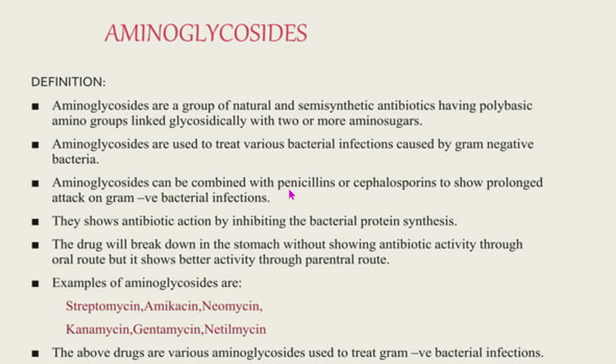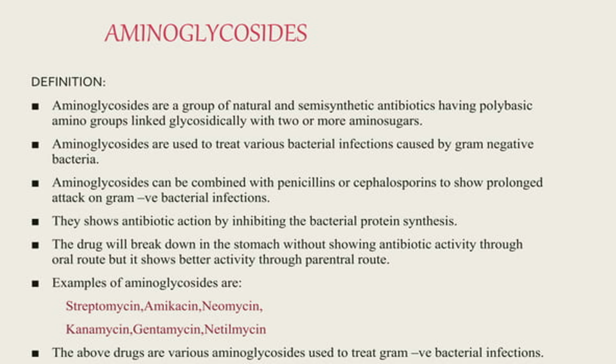Now, in combination with penicillin and cephalosporin, aminoglycosides show prolonged action towards gram-negative bacterial infection. They show antibiotic action by inhibiting protein synthesis in the bacterial cell. So this is a totally different type of mechanism of action when we compare the aminoglycoside type of antibiotic with either penicillin or cephalosporin. That is, aminoglycoside antibiotics inhibit bacterial protein synthesis.